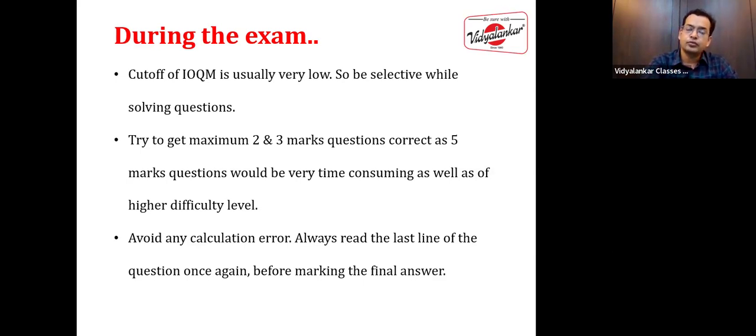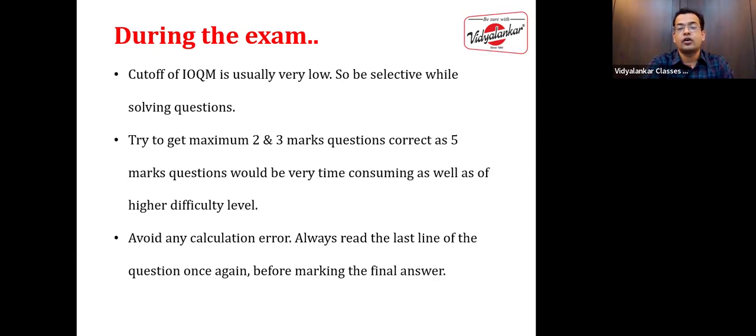Try to get the maximum of the 2 to 3 marks questions correct, as 5 marks questions would be very time consuming. They will definitely be of a higher difficulty level. So 2 to 3 marks questions also comprise 50% of the paper, right? If we get 25 or 30 marks there, there is quite a good chance that we'll clear the first level.